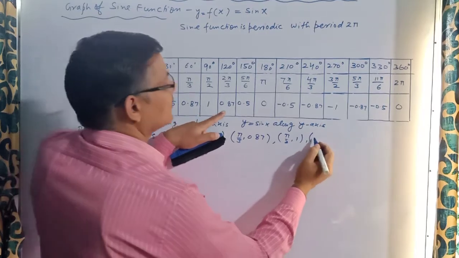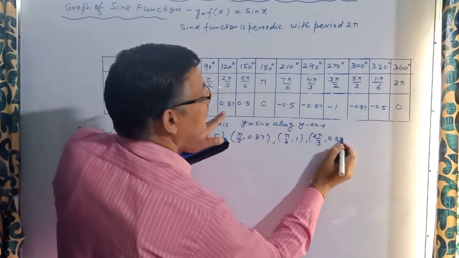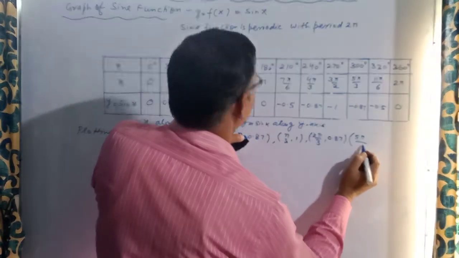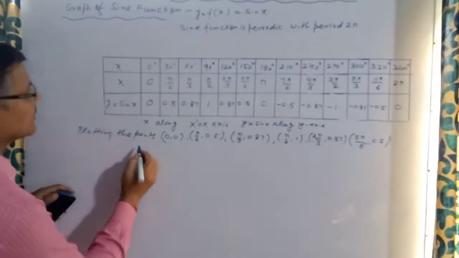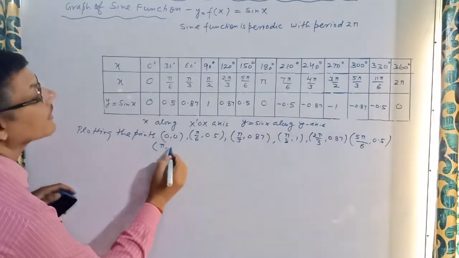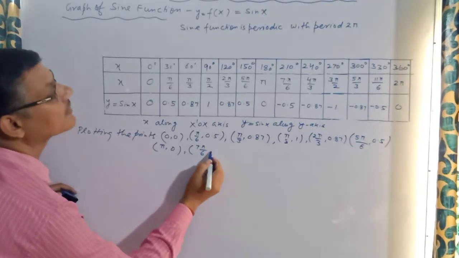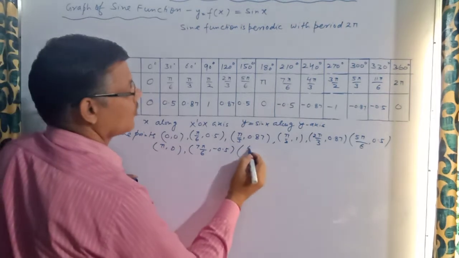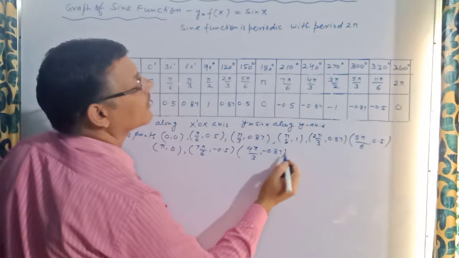Next point is 2 pi by 3 and 0.87. Next one is 5 pi by 6 and 0.5. Next point is pi, 0. Next one is 7 pi by 6 and minus 0.5. Next one is 4 pi by 3, minus 0.87.